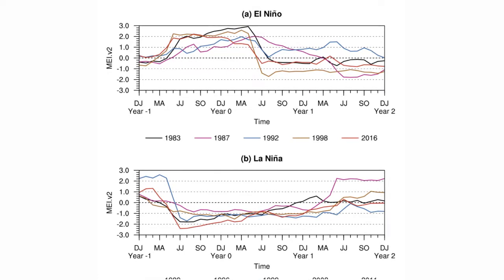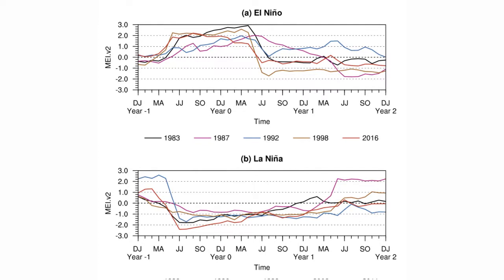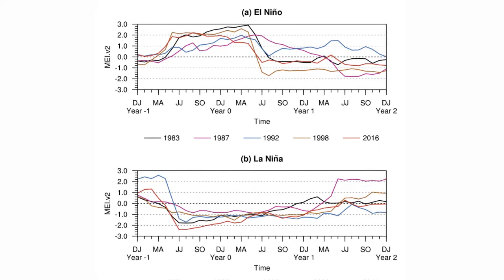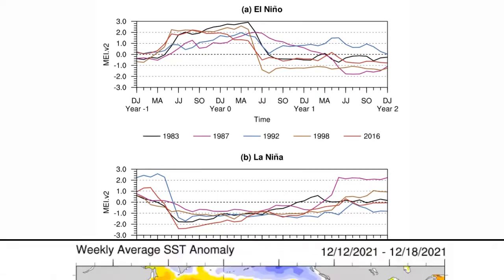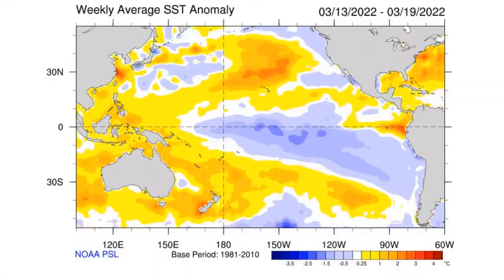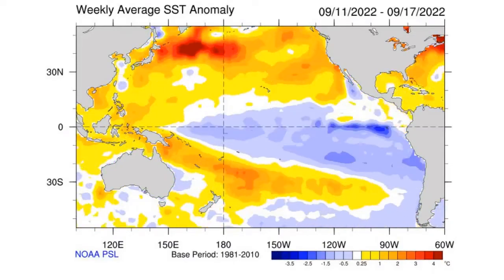Currently, the U.S. National Oceanic and Atmospheric Administration declared a 76% chance of having a La Niña event during the 2022 to 2023 Northern Hemisphere winter. The current data for the average sea surface temperature shows a clear cooling in the equatorial Eastern Pacific Ocean.